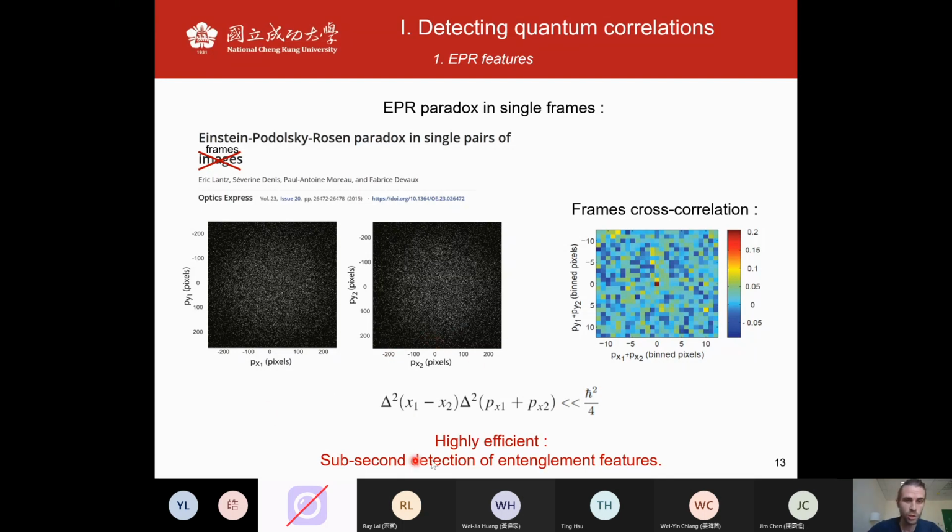And we were able to show that consistently, on single frames, we were obtaining this feature going below the Heisenberg limit, demonstrating the presence of entanglement in those single frames, and for a very short acquisition time, I think about 100 milliseconds.